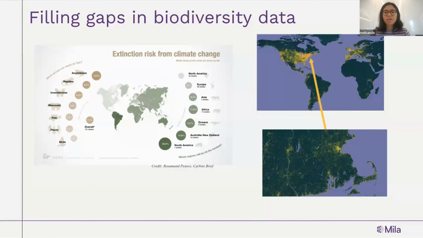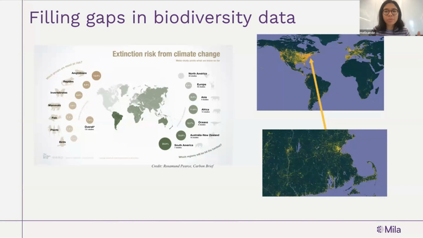When you look at the data that we have on biodiversity, for example, the map on the top right of the screen shows bird observation report locations from eBird, which is a citizen science database that I'm going to talk about later. But you can already see here that it is very biased towards North America and Europe, because that's where most people go to do bird watching.